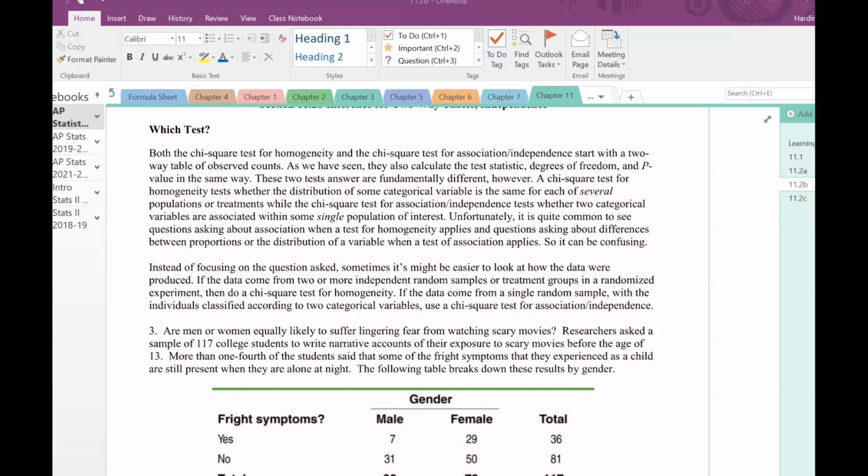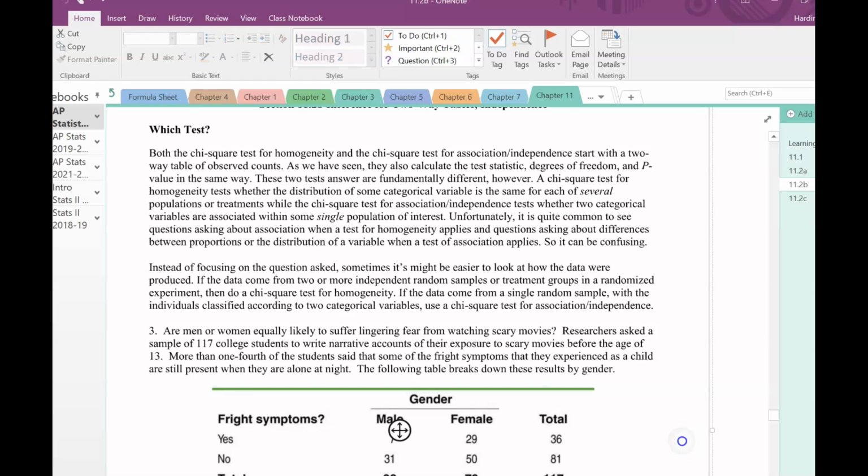So you don't necessarily want to look to the question that's asked to determine whether it's homogeneity or independence. What you want to look at is, do I have one population for which I'm collecting data on 2 categorical variables? That would be a test of independence. Or am I collecting information on 1 categorical variable for separate, randomly selected populations? That would be the test for homogeneity. So that's what you want to look at in determining which test you're actually going to apply.